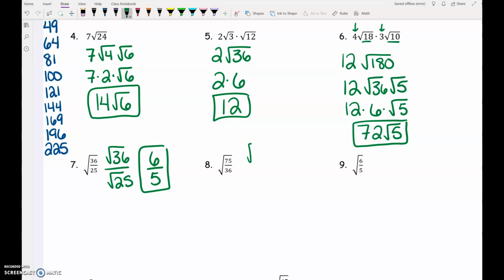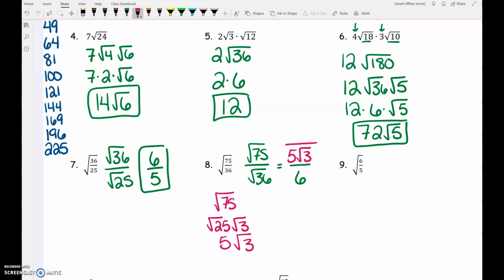This next one, we have the square root of 75 over the square root of 36. The square root of 36 is 6, but what do we do with the square root of 75? We can take the square root of 75 and break it down into the square root of 25 times the square root of 3. So 5 times the square root of 3. That would then go on the top for that one. 5 times the square root of 3 over 6. Okay, number 9.